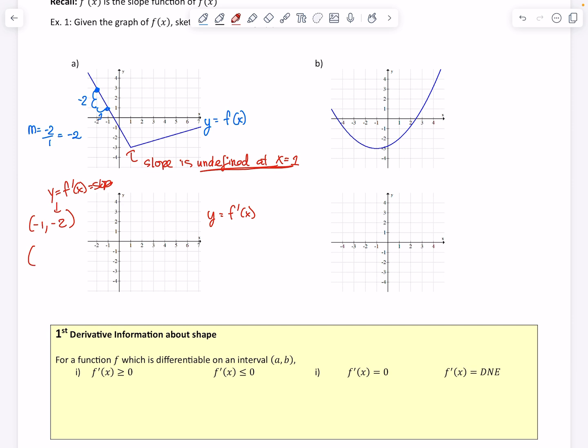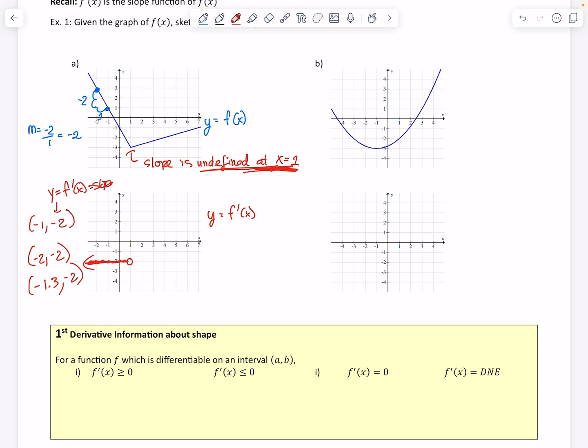At x equals -2, the y value is always going to be -2. At x equals -1.3, the y value is -2. So let's plot those points: (-1, -2), (-2, -2), (-1.3, -2), and every x value on the left side of 1, the slope of f of x is -2, so the y value of f prime of x is -2. Now keep in mind that at x equals 1, the slope is undefined, so we can have an open circle right here.